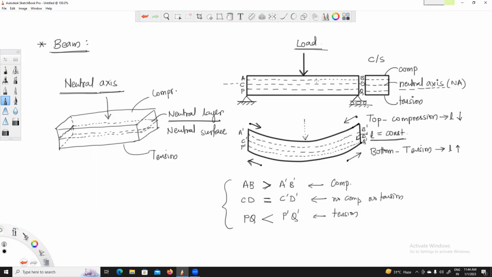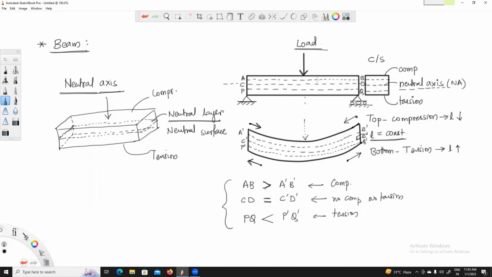The fibers above the neutral axis are under compression or tension. I'm saying compression or tension because it depends on the load. Suppose you had applied this particular load in the opposite direction, then the bottom fibers would have been under compression and the top fibers under tension. But that depends. Remember, on either side of the neutral axis, you have either compression or tension.